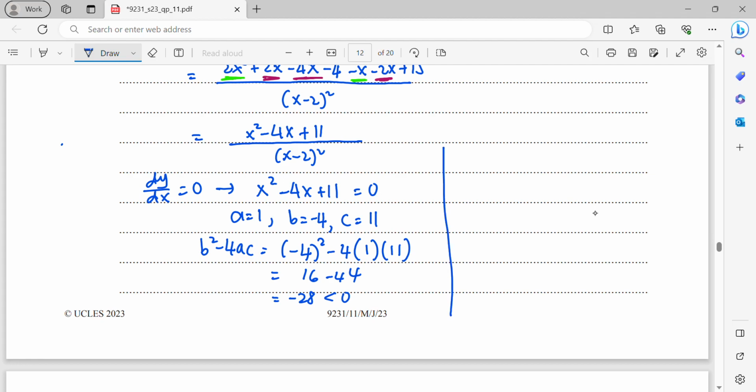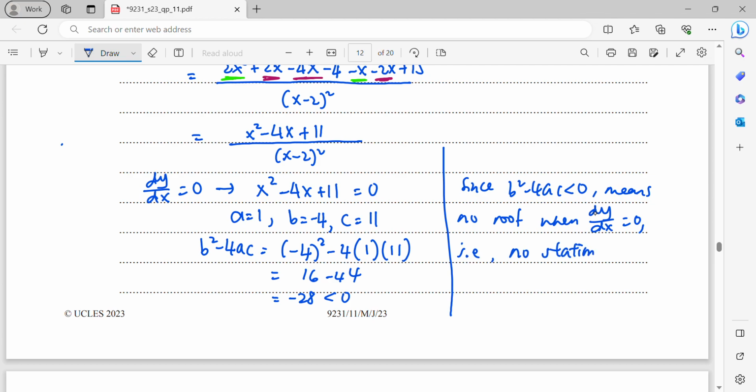So from here, we just write since b squared minus 4ac is less than 0, it means no root when dy/dx equals 0. Or in other words, no stationary point. Alright, so that's the solution for B.